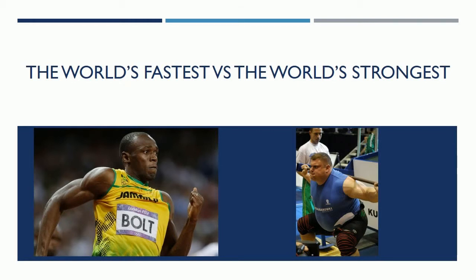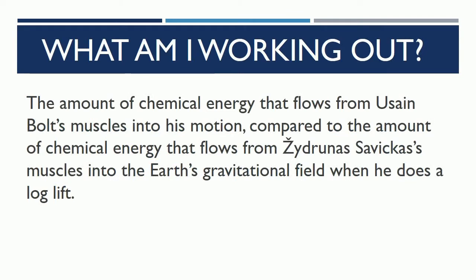The world's fastest against the world's strongest. What am I working out? The amount of chemical energy that flows from Usain Bolt's muscles into his motion, compared to the amount of chemical energy that flows from Zydrunas Savickas' muscles into the Earth's gravitational field when he does a log lift.